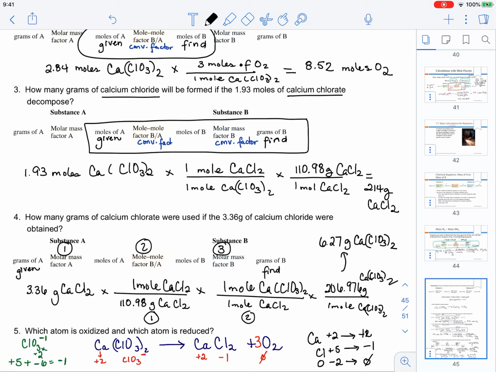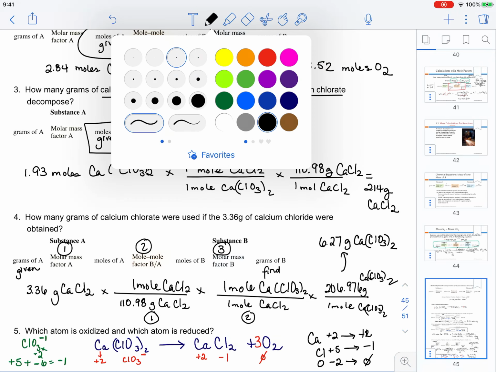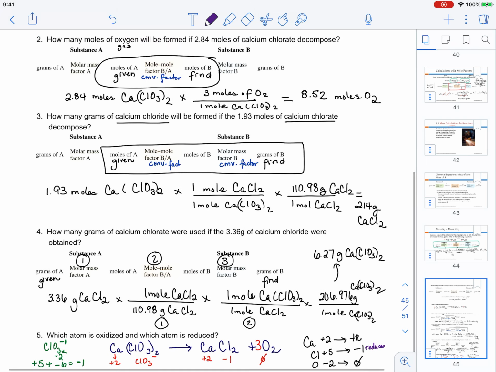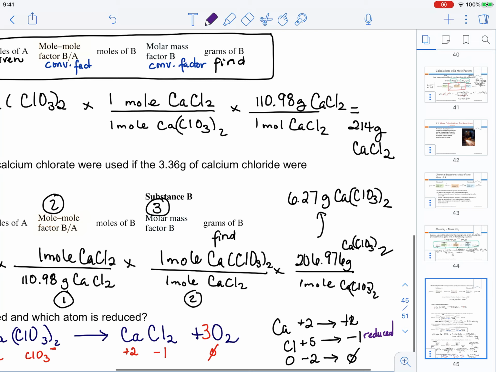So when it comes to oxidation or reduction, okay, because chlorine went from a positive value all the way to a negative value, that means that it got reduced. And the oxygen went from a negative value of -2 to 0. So that means it got oxidized.